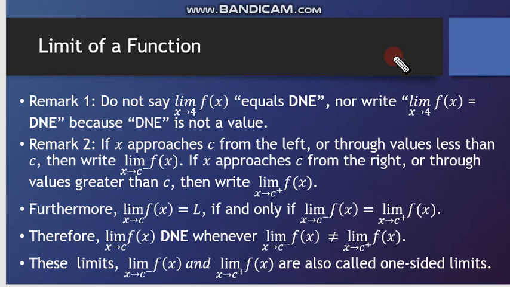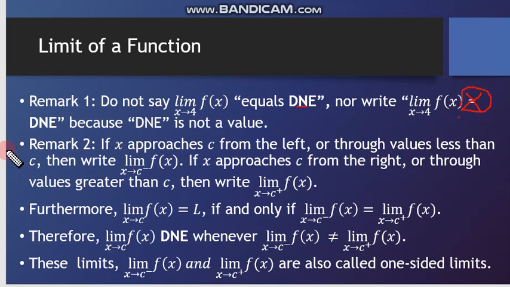So let's take a few reminders here. Remark number 1: do not say the limit of f of x as x approaches 4 equals DNE. This is wrong because DNE is not a value. DNE stands for does not exist. We should not write the limit of f of x as x approaches 4 equal to DNE. Again, this is wrong. Do not put an equal sign if your answer is DNE.